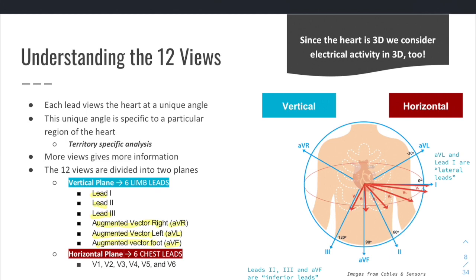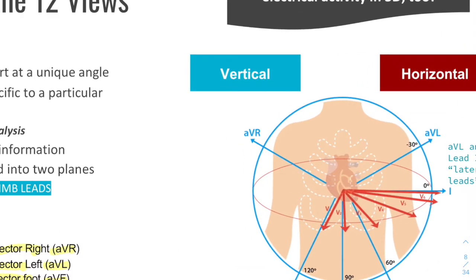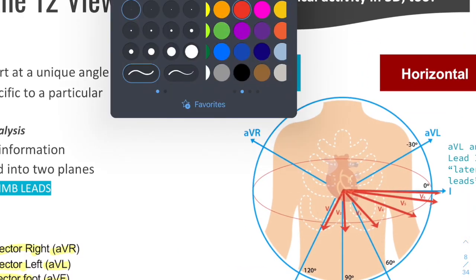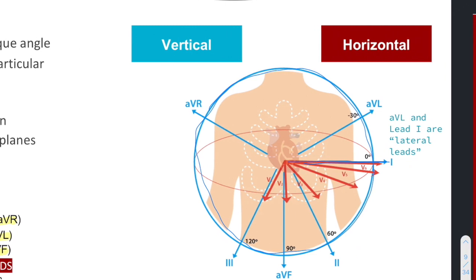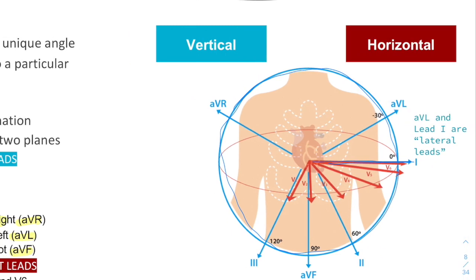And you can see here the vertical plane with your 6 limb leads is in blue. So that's referring to this circle around here, and the frontal plane is another name for it. You can see going out here towards the left is lead 1, and that is one of your bipolar leads, as is lead 2 coming down here towards the left and lead 3 coming down here towards the right.